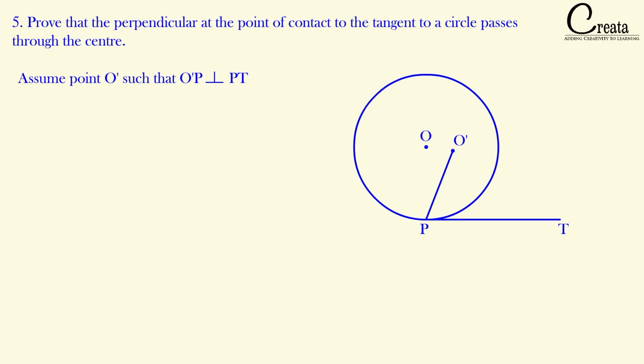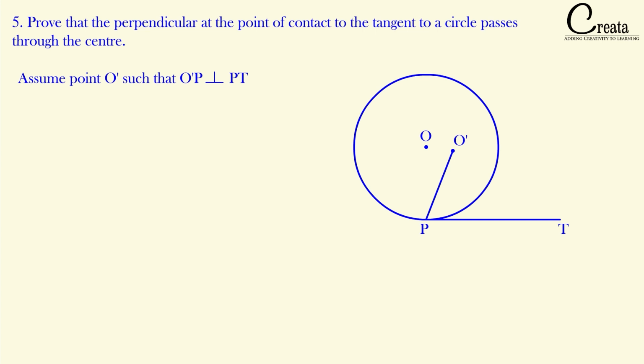We have assumed this new point O dash, joined O dash and P, and assumed the angle as 90 degrees, that is, perpendicular to the tangent. As we proceed with the question, we will prove that OP and O dash P are the same line. So this is the approach we will use to solve this question. Here O dash P is perpendicular to PT, as we have taken.